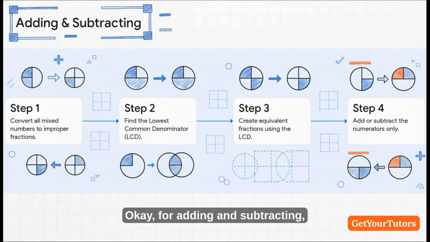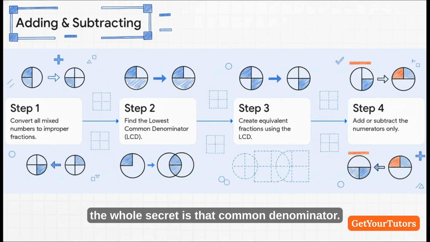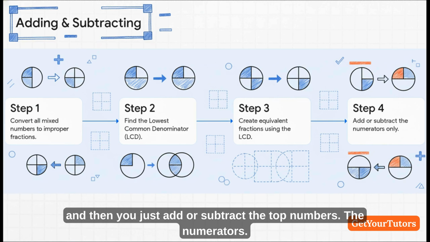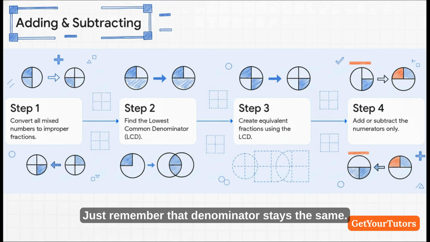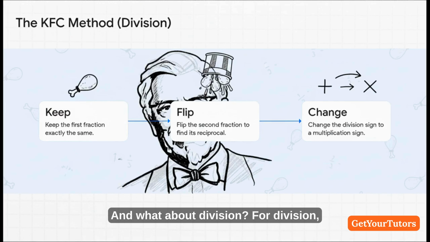Okay, for adding and subtracting, the whole secret is that common denominator. So after you've converted your mixed numbers, which you're always going to do first, right? You find the lowest common denominator, the LCD. From there, you make your equivalent fractions, and then you just add or subtract the top numbers, the numerators. Just remember that denominator stays the same. And what about division? For division, we have an awesome, super memorable tool, the KFC method.